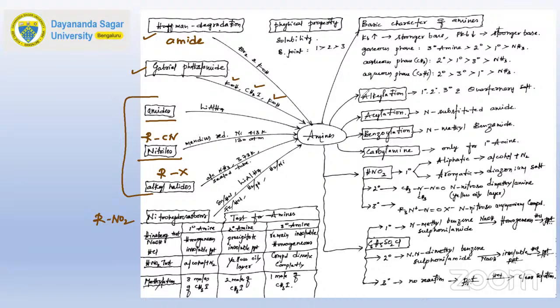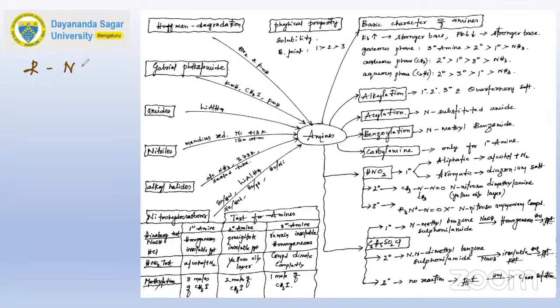And again here, very important is the basic nature. Amines are basic. Why are amines basic? Because they have a lone pair of electrons on the nitrogen, and we call it a Lewis base. Who is a Lewis base? Anybody who donates a pair of electrons. Who donates a pair of electrons, we call it a Lewis base.